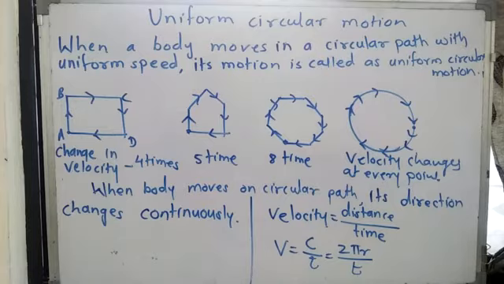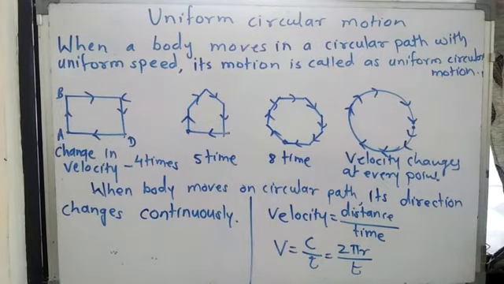Now see, when object moves in a circular path with uniform speed, then its motion is called the uniform circular motion. Now see, speed and velocity are different things. Speed is scalar quantity, velocity is vector quantity. So in speed we don't have to mention the direction, but in case of the velocity we have to mention the direction. So what is uniform circular motion? That when object is moving on a circular path, but with a constant speed, without changing the speed, but it is changing its direction, then it is called as the uniform circular motion.